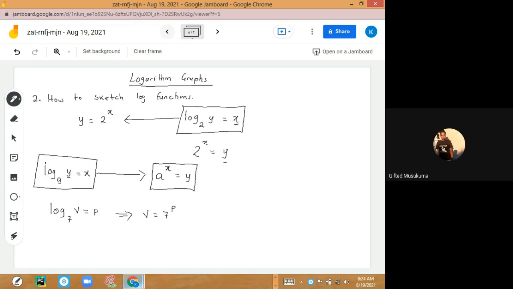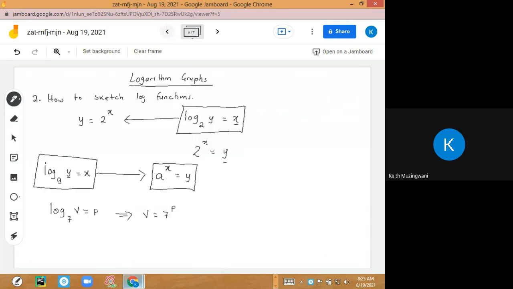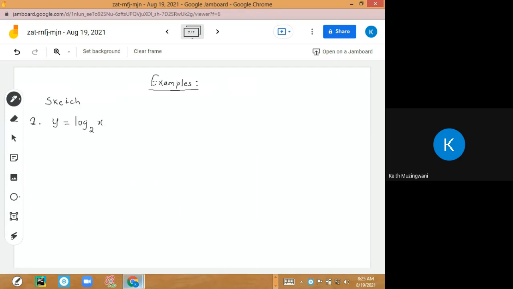All right, sir. Okay. So we sketch 1. y is equal to log base 2 of x. So I want to sketch this function. Now we have no idea of what logs are. The only thing that we know is that we can move from logs to exponentials. So let's try to move. So this means that we can write this as 2 to the power y is equal to x.